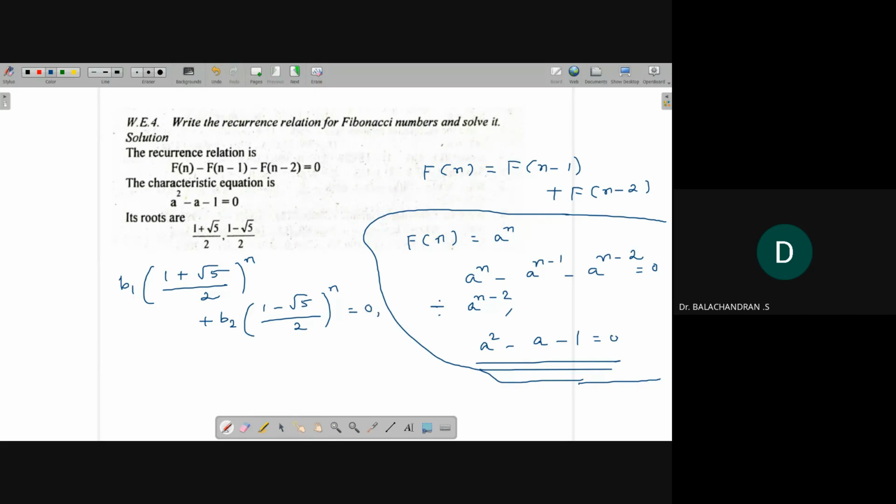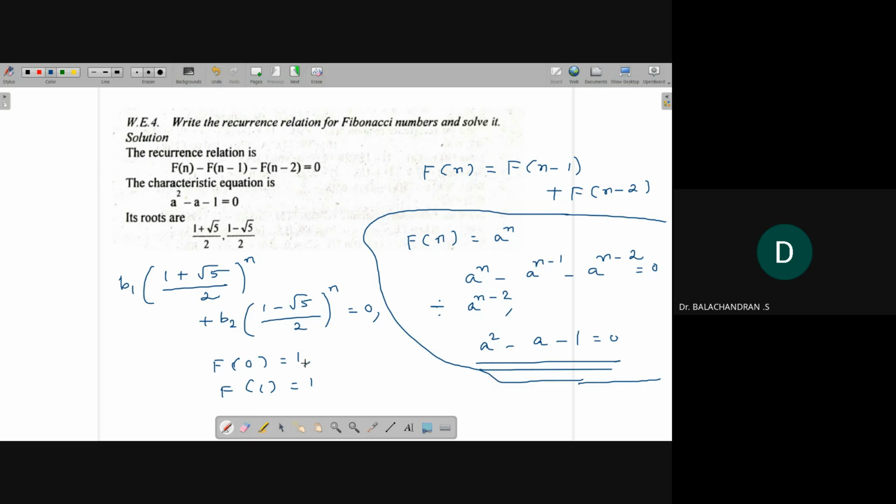Now the initial condition f of 0. Usually f of 0 is 0, but this author takes f of 0 is equal to 1, and f of 1 equal to 1. Both of them he is taking 1. Instead of 1 you can also take f of 0 as 0, but the answer differs, though both answers are correct. Now f of 0 is equal to 1.